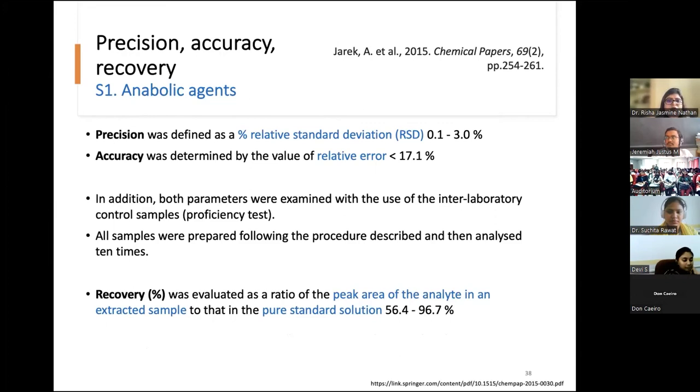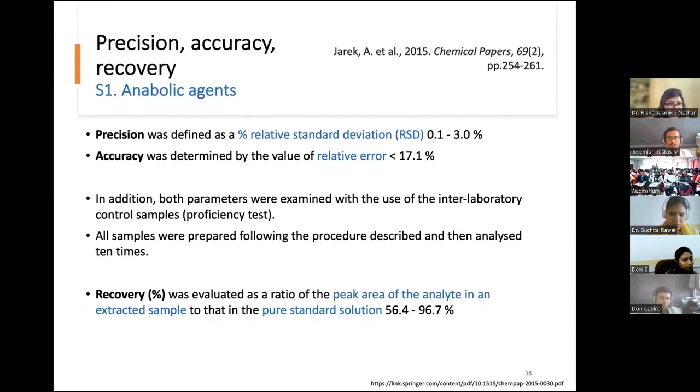Accuracy was determined by the value of relative error less than 17.1%, and then proficiency test. So there's something called proficiency test that we do at dope testing laboratories, especially when one sample is sent to one lab, and WADA will send the same sample to another lab. And then the values that they report in terms of concentration for that particular drug are compared between laboratories. That is called proficiency testing. So sometimes we used to get PT samples, and sometimes WADA will tell us that these are PT samples. Sometimes they will not.